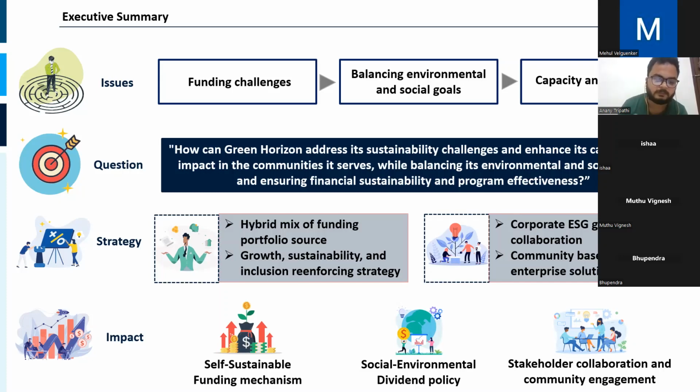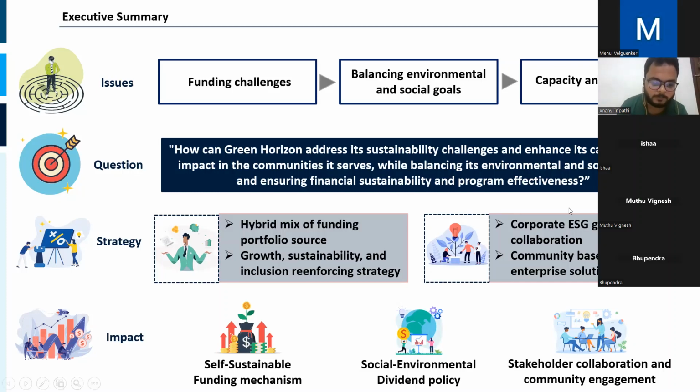In this, we will tell them how the growth will happen, how sustainability will work, and how the reinforcing strategy for inclusion is to be used. The third one is corporate ESG goals, like which ESG goals they can use for collaboration. And the fourth part is the community-based enterprise solution, like how they can build a community around themselves so that they can help the farmers they cater to.